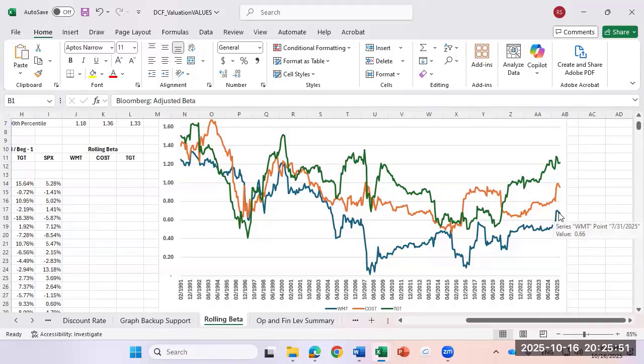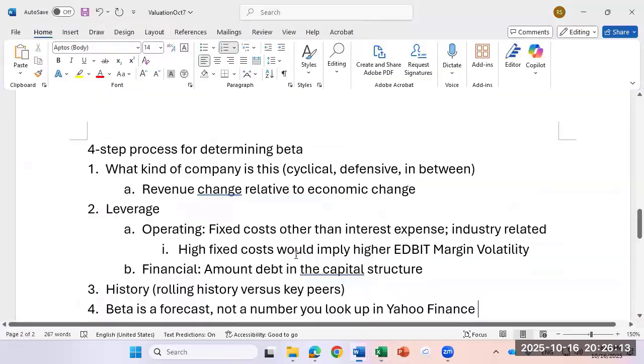Has Walmart changed? They started selling cars, you notice, car dealerships, and they're selling probably more produce now than they were 10 or 20 years ago. So they're probably even lower beta than they were back then. So why are they up like that? Well, that's just the noise in beta. There's a lot of noise in these numbers. So it's a forecast. It's not a number you look up in Yahoo Finance.